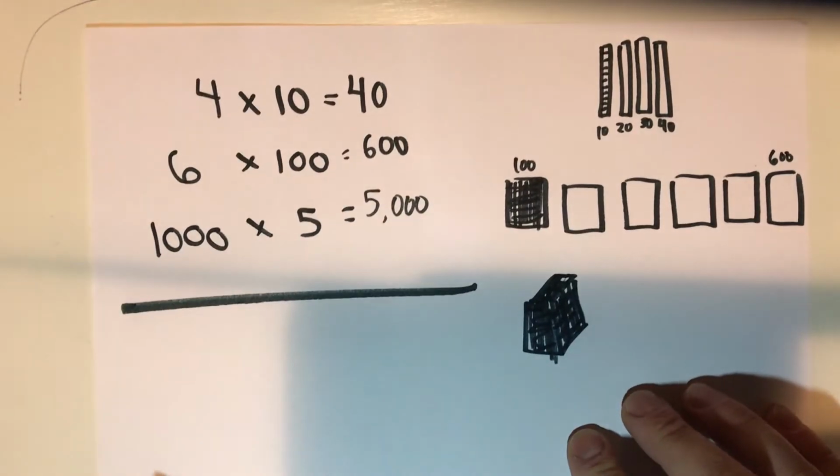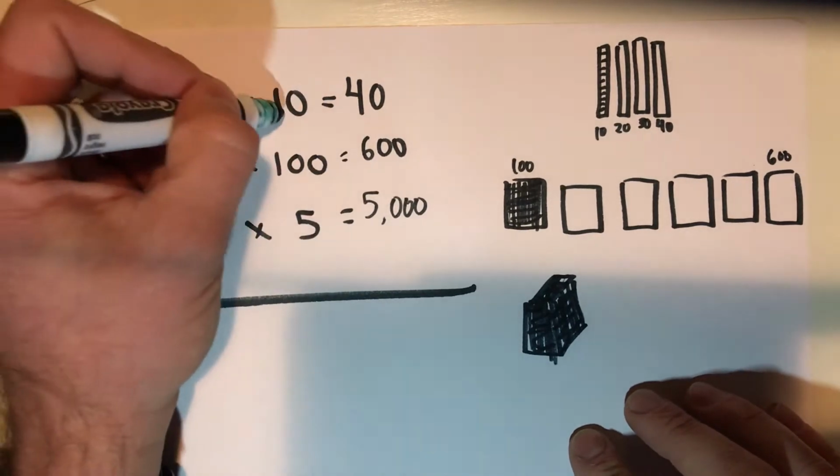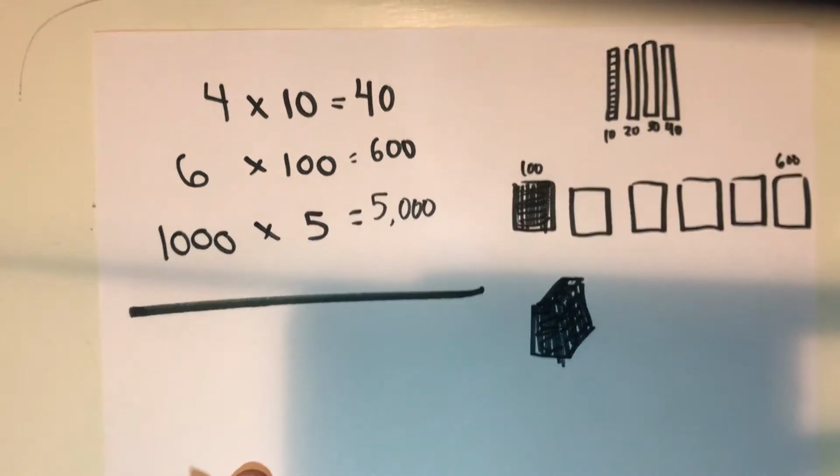So I'm going to assume that that's a pretty quick lesson, being able to multiply by tens, hundreds, thousands. That's super important for this concept.